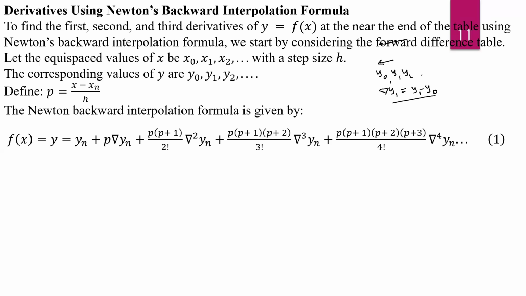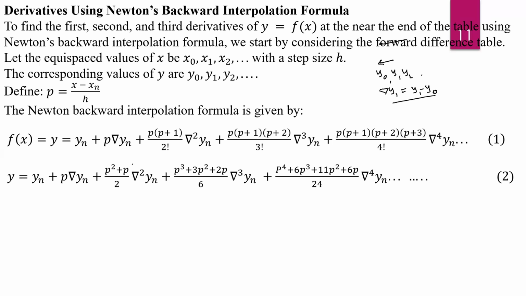p(p plus 1)(p plus 2) divided by 3 factorial, third order backward difference at yn, plus p(p plus 1)(p plus 2)(p plus 3), there are 4 linear factors, divided by 4 factorial and fourth order backward difference at yn. Now simplify this. p is multiplied here. Then see the first two terms as they are. The third one, p is multiplied here, p square plus p. Okay, similarly the third, fourth and fifth terms we simplify. The p is multiplied, p plus 1 is multiplied, p plus 2 is multiplied. These are the simplified terms. And we find the derivative of this equation with respect to p.